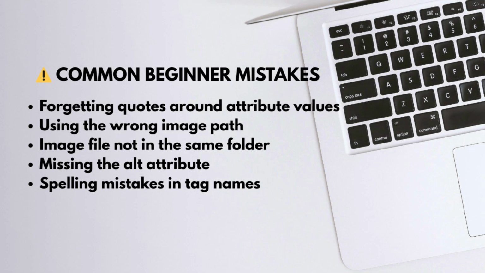Now, let's talk about some common mistakes beginners make with links and images. Forgetting quotes around attribute values. Using the wrong image path. Image file not in the same folder. Missing the alt attribute. Spelling mistakes in tag names. If your image doesn't appear, always double-check the file name and path.